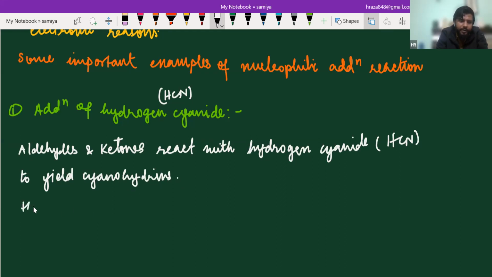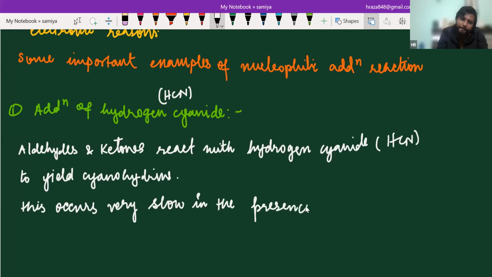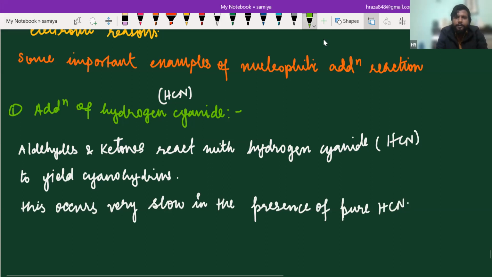And this reaction occurs very slowly in the presence of pure HCN. And to make this reaction fast, we need to convert this HCN to CN minus.